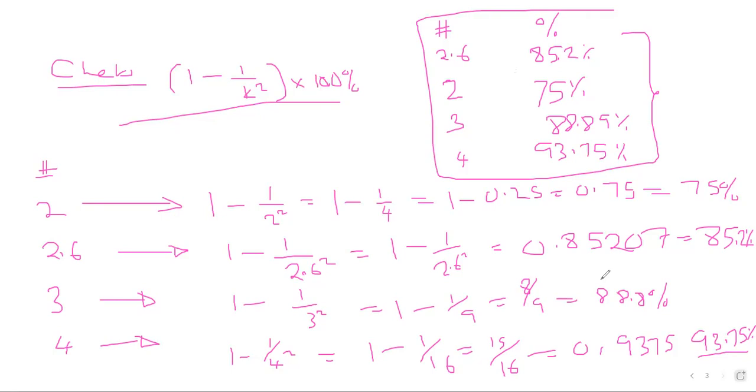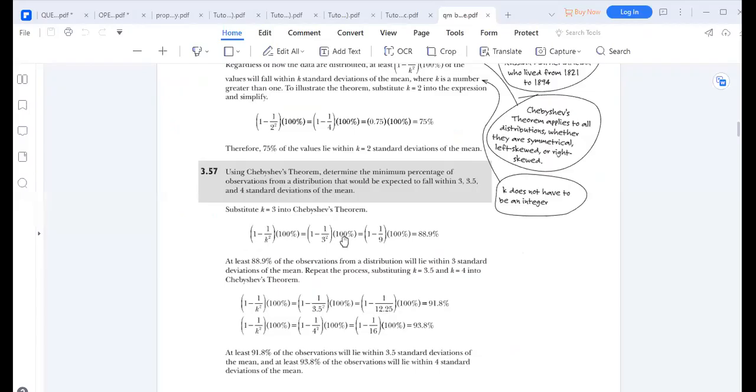All right. So if that is clear, we are being asked here to use the theorem to calculate what percentage lies about the mean. With k equal to 3, you put 1 over 3 squared, it's 88.89. 3.5 is giving us 93.8. So this is how we compute this. As simple as that.